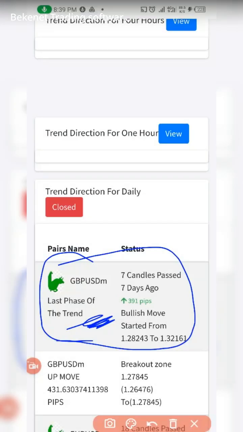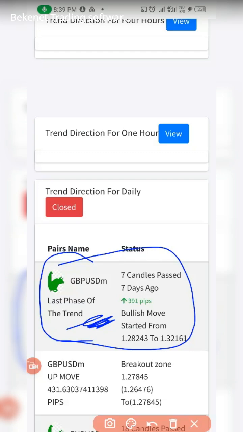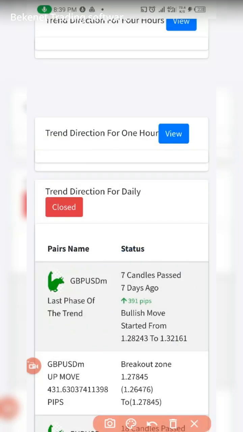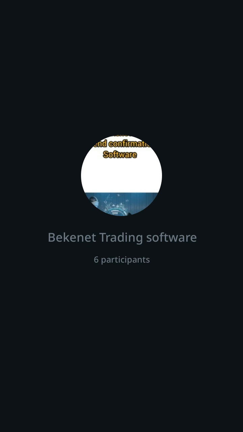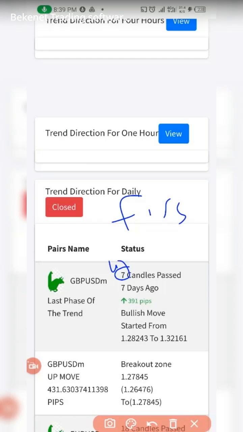So how do we take advantage of the bearish move and the bullish move, first phase and last phase of the trend? If this candle is showing one candle and we are seeing a first phase of a bullish move, we can take a buy. But if we are seeing one candle, first phase of a bearish move, we can take a sell.